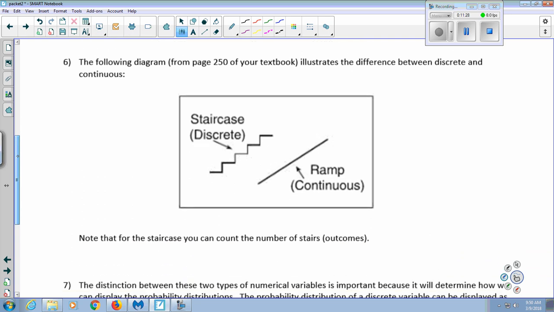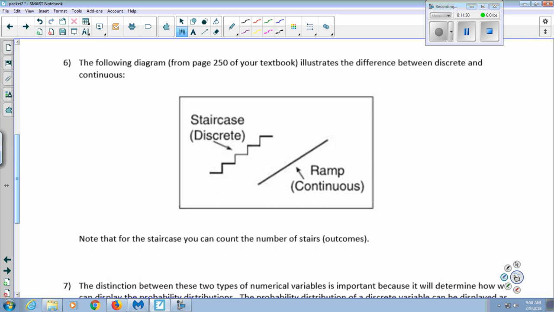The following diagram, straight from your textbook, helps you visualize the two different types of numerical variables. Discrete is a staircase. I like to think of it as the counting of people, the number of people waiting, or the number of books at a library. You don't have partial ones. You either have one or two. Whereas continuous is like a ramp. You could be anywhere along there and you cannot list all the possibilities.